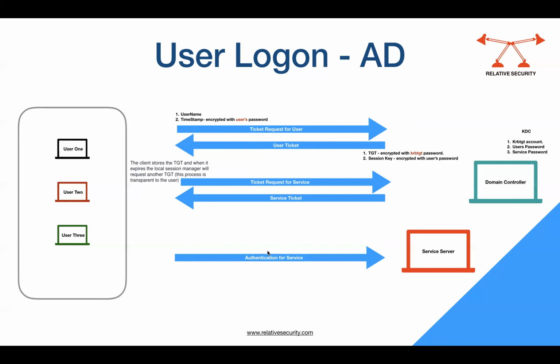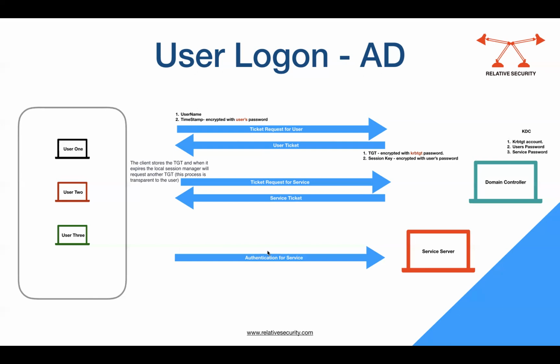TGT includes the user's initial ticket from the authentication service. It is used to request more service tickets and is only meant to be used by the ticket granting service, that is KRBTGT only. Because remember, the TGT is now encrypted with the KRBTGT password that is known only to the domain controller. Nobody else can use this TGT.